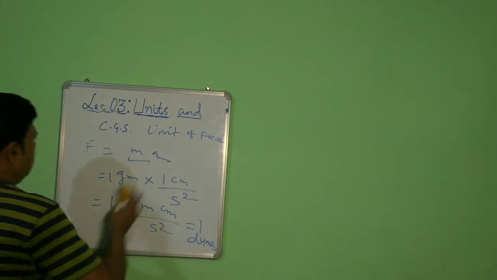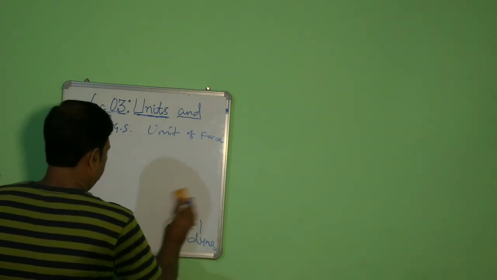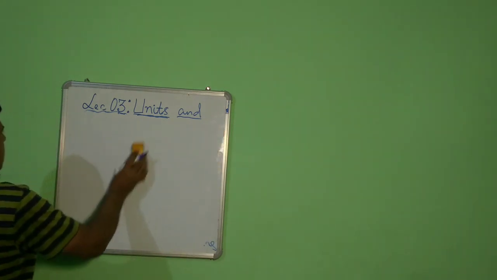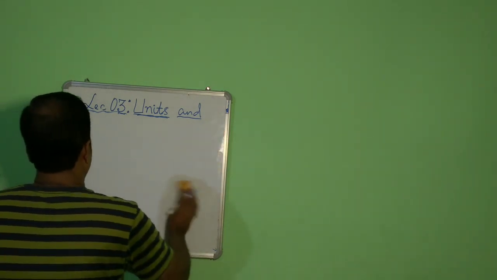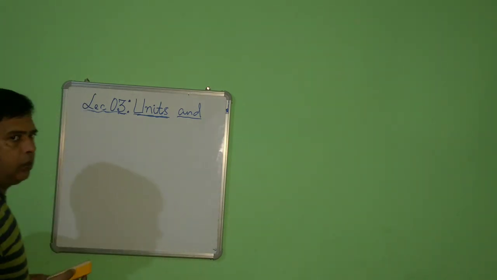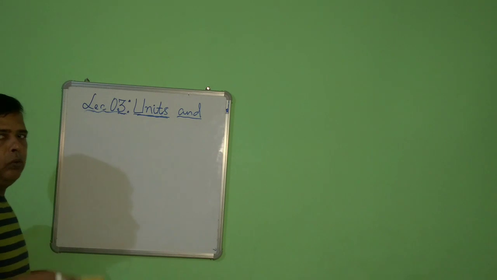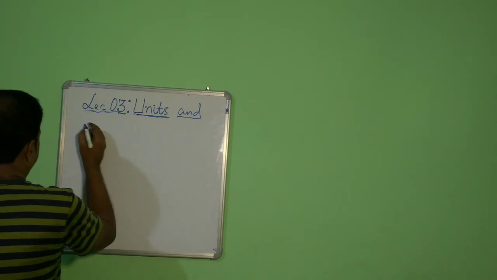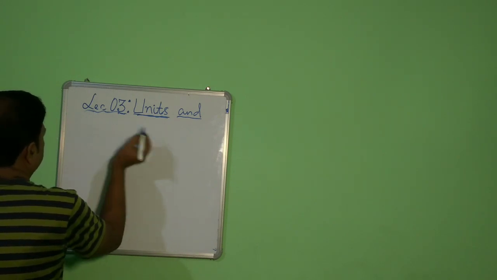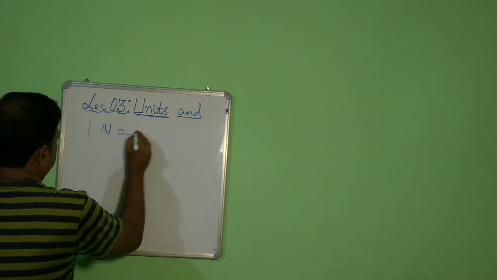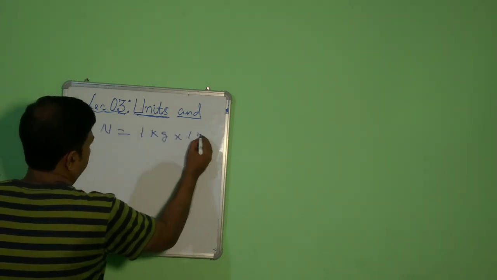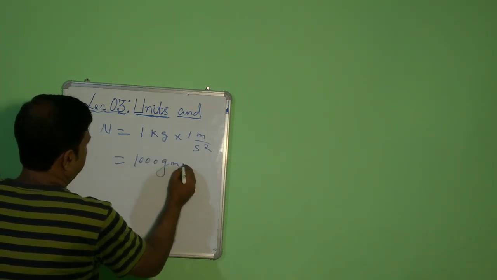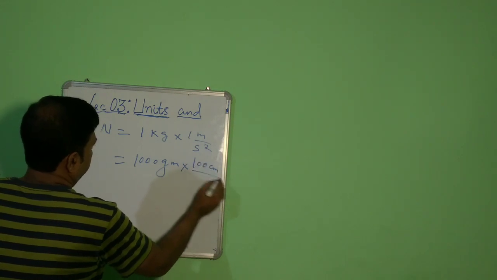1 dyne. In the SI system of units the name of the unit of force is Newton, but in the CGS system of units it is dyne. So the conversion is possible. We can convert 1 Newton into dyne. 1 Newton is 1 kg into 1 meter per second square. We know that 1 kg is equal to 1000 gram, and 1 meter is equal to 100 centimeter, and second square remains the same.